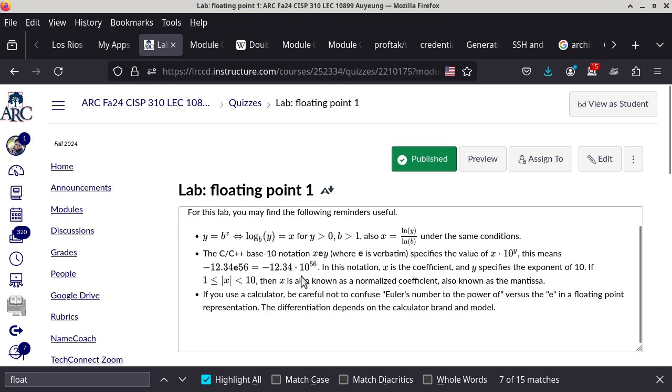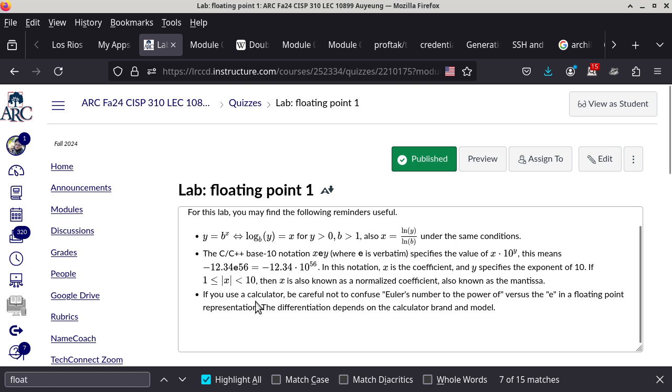Is that okay? All right. In this notation, x is called the coefficient, and y specifies the exponent of 10. If the absolute value of x is between 1 and 10, excluding 10 itself, then x is also known as the normalized coefficient, also known as the mantissa, which is what we talked about earlier in class.